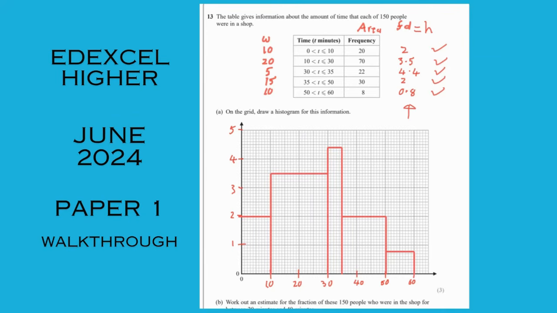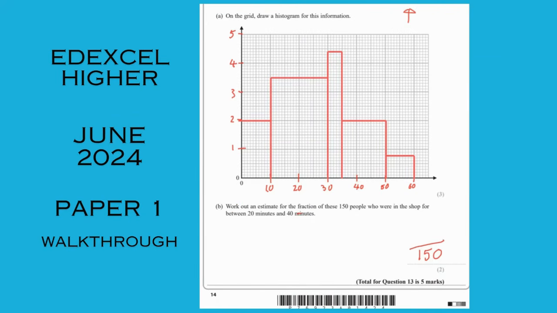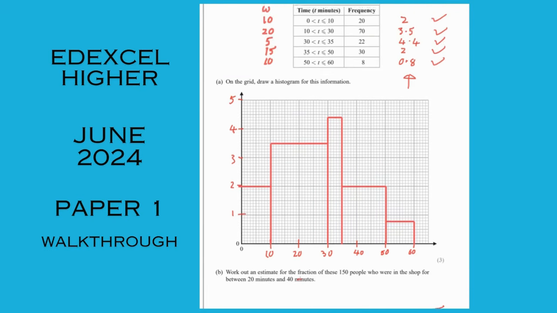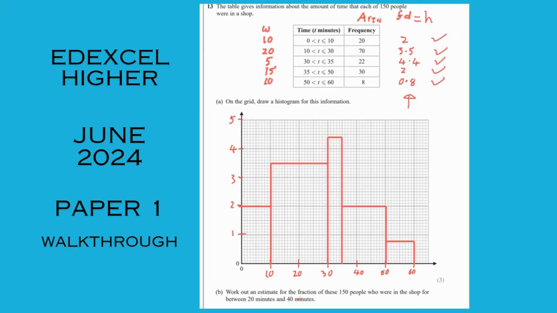Now part B says estimate the fraction. So you know that when it wants a fraction, look at how many people we're speaking about. It's 150. So we need to work out an estimate for how many people are between 20 and 40 minutes. And we can do that because we've got to estimate that that's half that bar. The full bar is 70, so there's 35 in there.